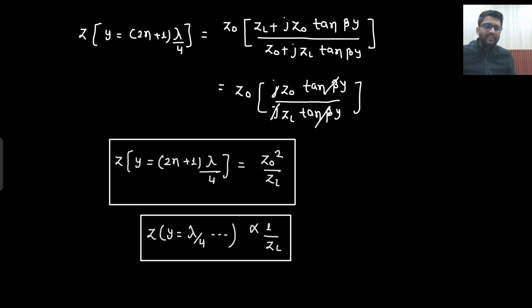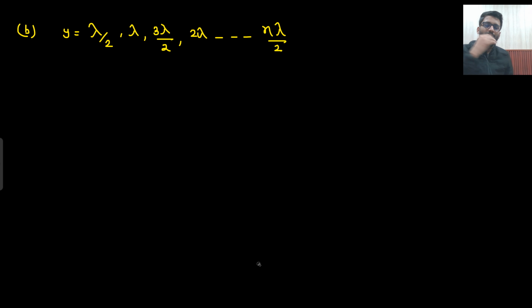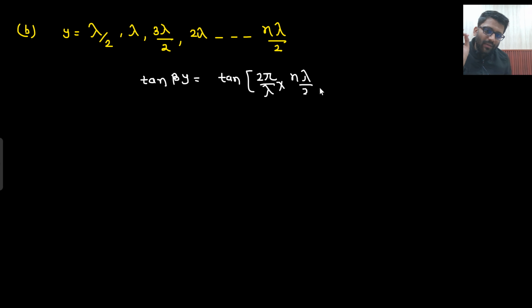Right? Now let's take the case of lambda by 2. In the same manner, we can do the analysis. Here I am taking any multiple of lambda by 2, any multiple of lambda by 2 will work. So what will be the value of tan beta y? Tan of 2 pi by lambda into n lambda by 2. Lambda got cancelled, what we are getting is tan n pi. And what is the value of tan n pi? That is 0. Even if you put n equals 0, 1, 2, 3, 4, that is 0 only.